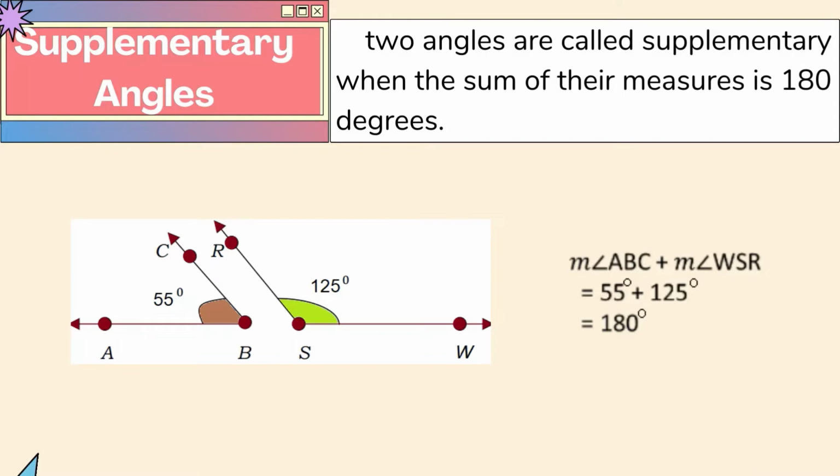On the other hand, the measure of angle ABC plus the measure of angle WSR is equal to 55 degrees plus 125 degrees. This is equal to 180 degrees. Therefore, the two angles are also supplementary angles. Notice also that these two angles are supplementary but not adjacent. They don't have a common vertex and a common side.